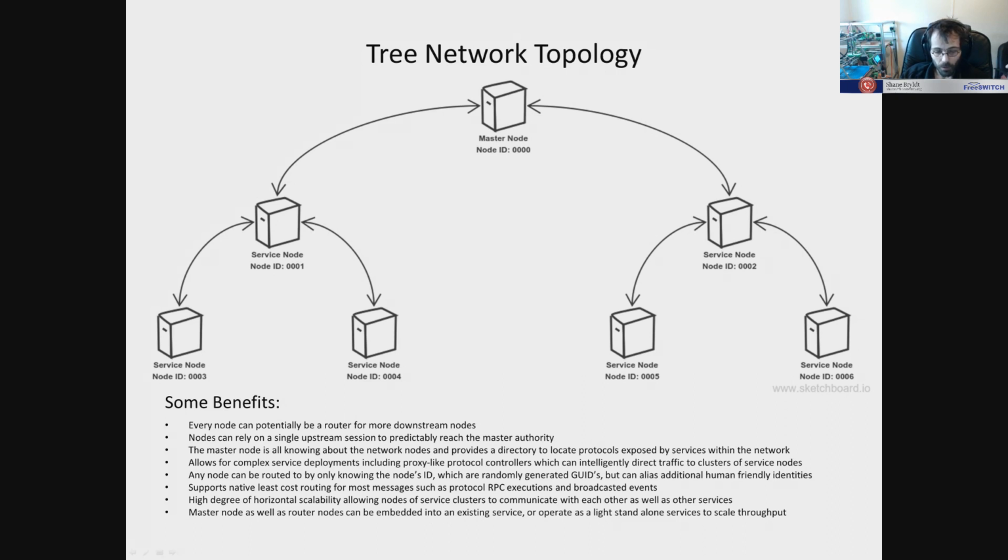Master nodes as well as router nodes can be embedded into an existing service or operate as light standalone services to scale throughput. So the master node, service node 1, service node 2, these could be just Switchblade services running connected to each other. These would allow for a higher degree of throughput if you need to create a more scalable network. And of course, you could create 10 of these things connected to the master node and distribute your scale as you needed to.